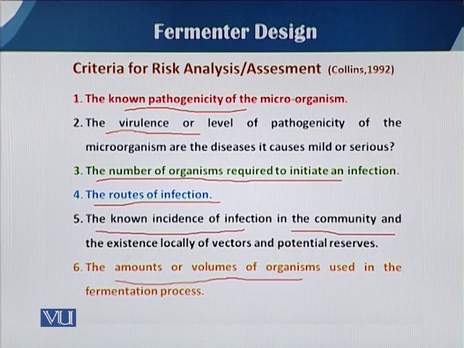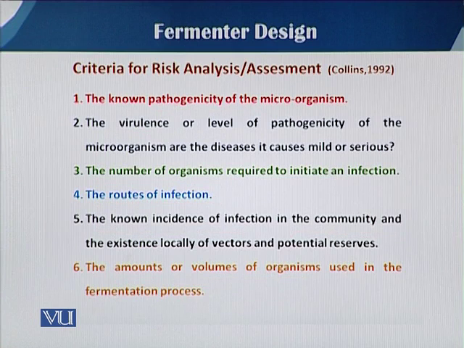The sixth criterion is the amount or volume of the organism used in the fermentation process. That means what scale of fermentation we are using: laboratory scale, pilot scale, or industrial scale. As well as the volume, we have to look at what kind of process we are using, either solid state fermentation or submerged fermentation. So we should be clear about the volume and the type of process, which is very relevant to know the risk factor associated with that organism, which we call the process organism.